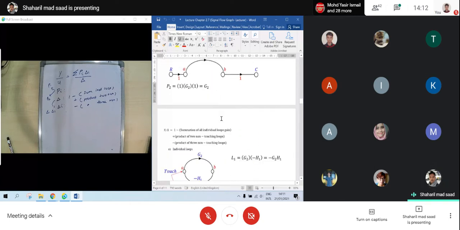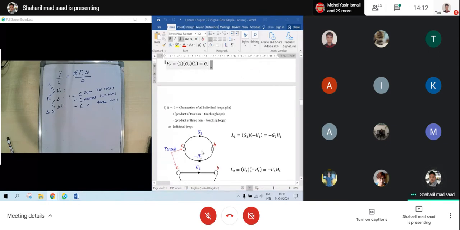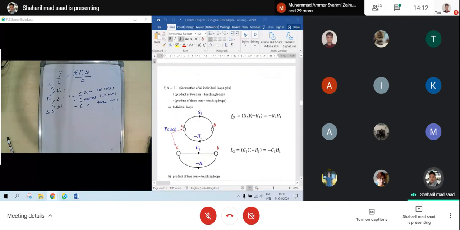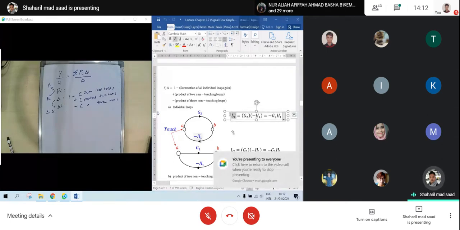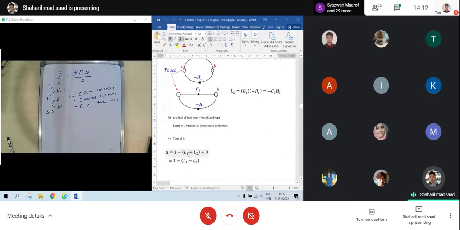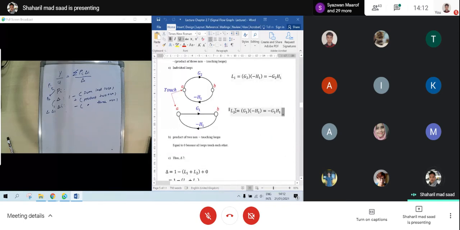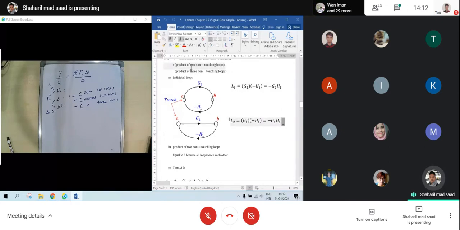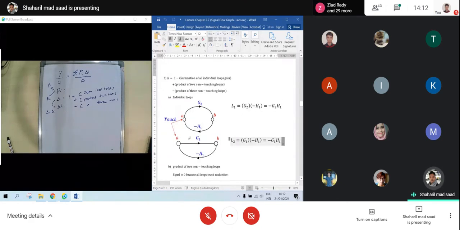So for individual loop number 1, you have minus G2 times H1. Individual loop 2, you have G1 times minus H1. Then the summation is only L1 plus L2. For the product of non-touching loops, you need to look at whether your loops touch each other.